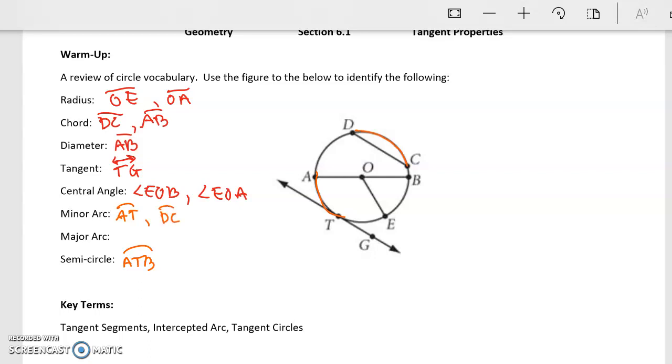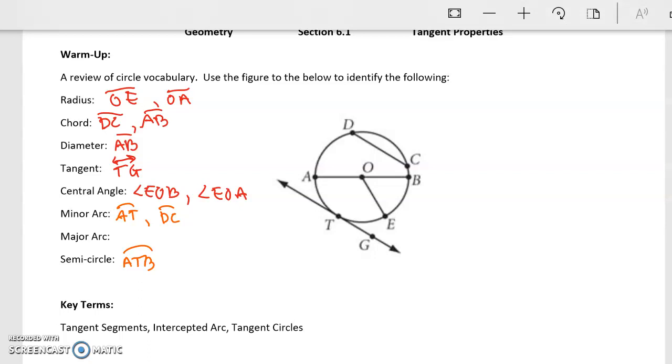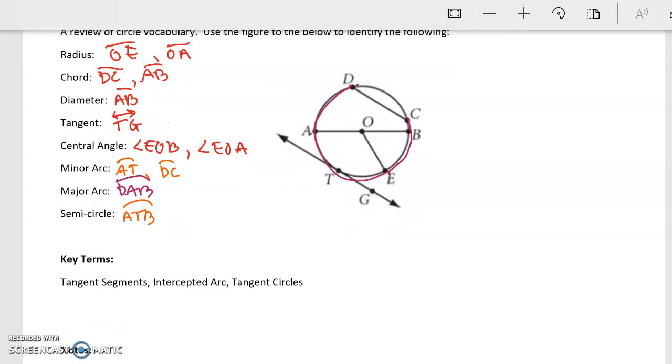A major arc means it's going to be more than a semicircle. So you want to make sure you go through that diameter. So like arc DAB, for example. Or I think I did DAC there. That is a major arc. There are lots of major arcs in this particular circle. You could do AEC, DCT. So a couple other vocabulary words that we want to review.